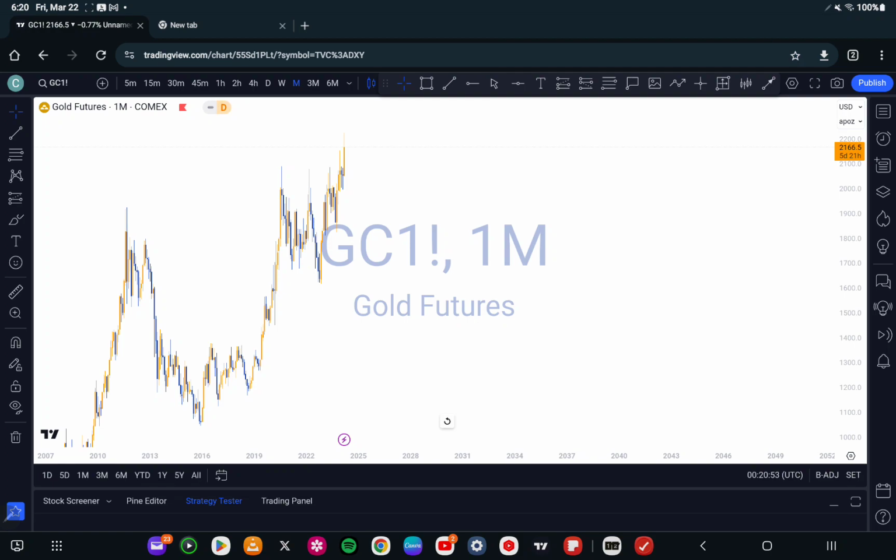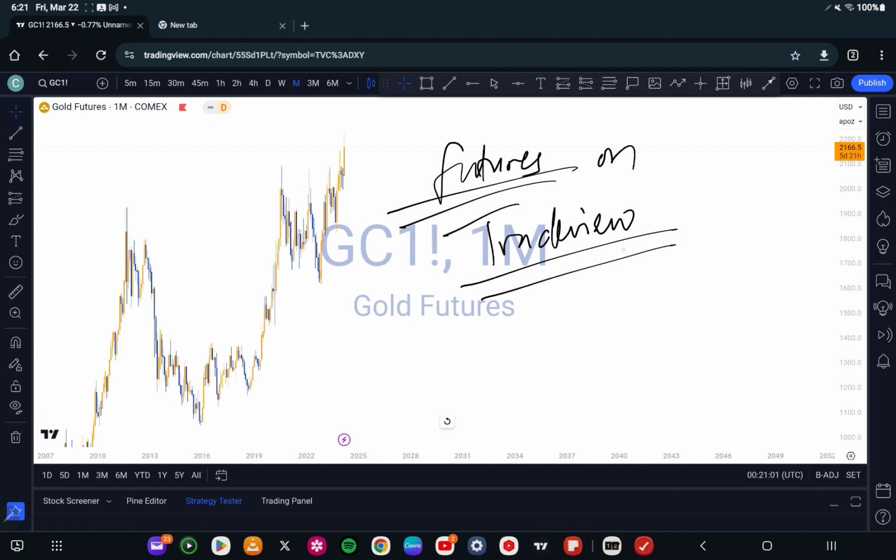For those that don't know much about futures, I'm just going to show you how to use futures on TradingView. The platform I'm currently using is called TradingView. I'm just going to do a basic tutorial on how you can use the strategy I use for forex on futures as well.